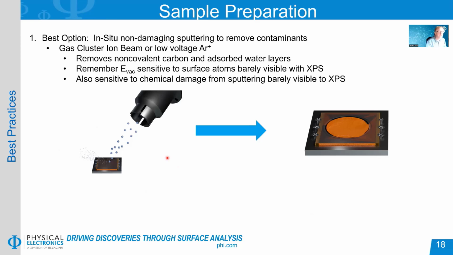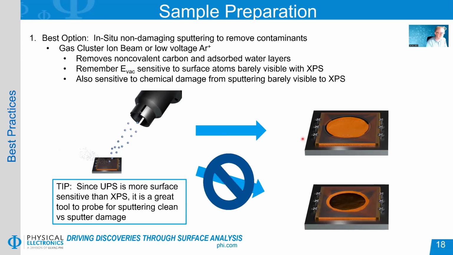The goal is to clean it with clusters to get something like this, where I have this darkish brown layer on top to represent the adventitious carbon, and we remove that without damaging the layer underneath, the material that we're interested in. What you want to avoid is doing something like this, where you not only sputter off the carbon, but you start having sputter-induced damage inside your material.